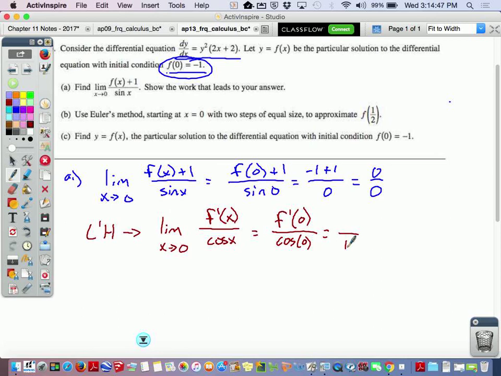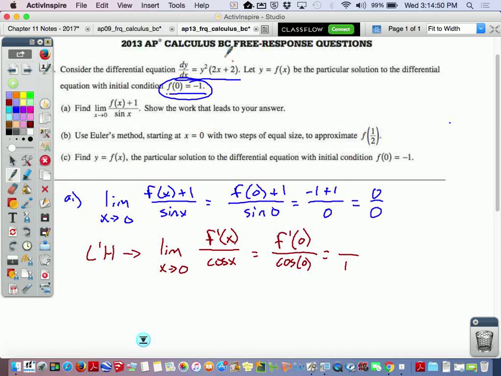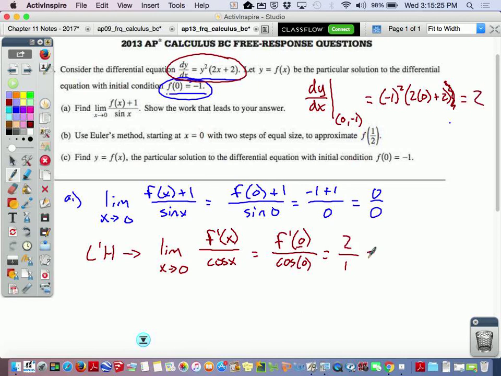But for f prime of 0, to evaluate that, we have to actually look at our derivative. We have to evaluate our derivative dy/dx at the point (0, -1), because the 0 is our x value. But since our derivative is in terms of x and y, we need to make sure we have the whole point, 0, -1. So that will give us (-1) squared times (2 times 0 plus 2), and that gives us a value of 2. So we get 2 over 1, which means the limit value is equal to 2.